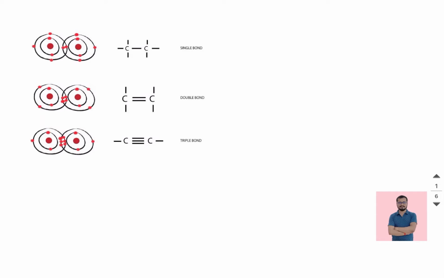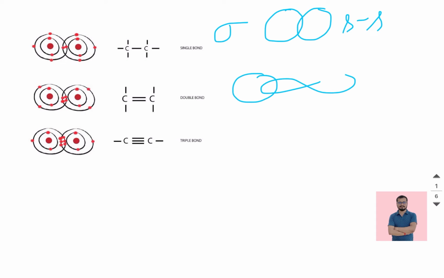Here I am discussing how to calculate the number of sigma bonds and pi bonds. First of all, what is a sigma bond? A sigma bond means end-to-end overlapping between orbitals. S-S orbital end-to-end overlapping forms a sigma bond, or S and P orbital end-to-end overlapping forms a sigma bond. The other bond is the pi bond. A pi bond means sidewise overlapping between orbitals.